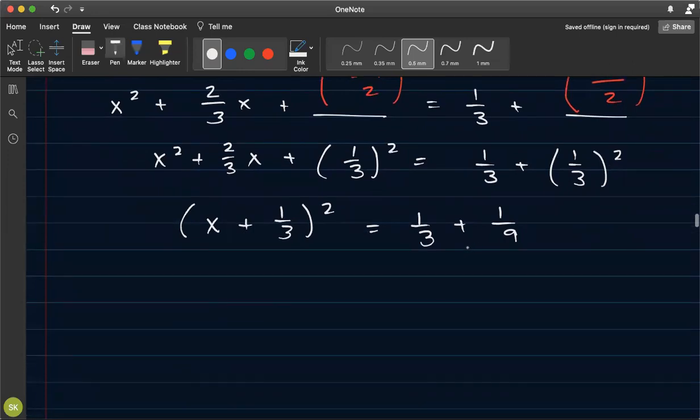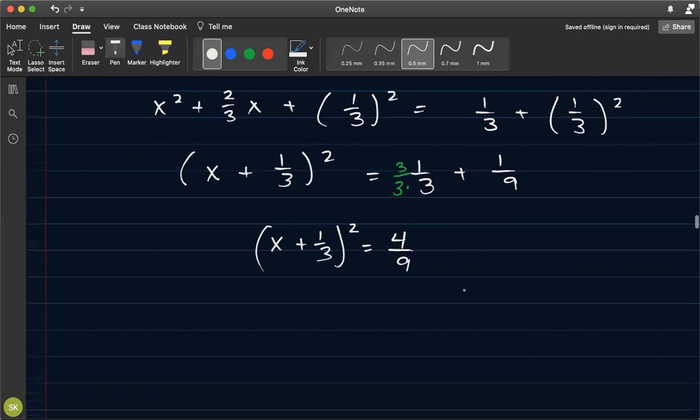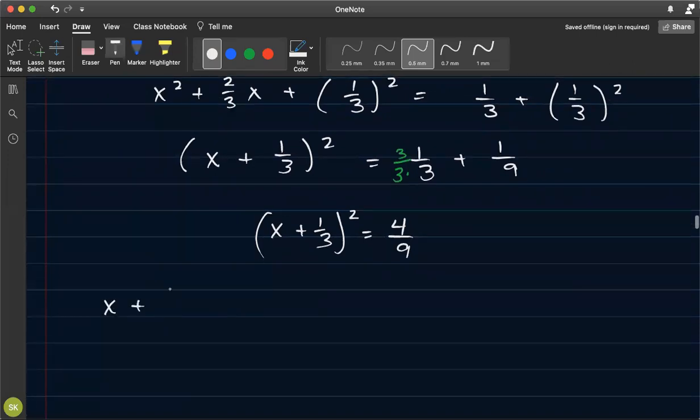Now remember, with fractions, you can't just add fractions unless they have a common denominator. So to get a common denominator, you have to multiply the bottom and the top by 3. So this is the same thing as 3/9. So 3/9 plus 1/9 is 4/9. So we get that x plus 1/3 squared is 4/9. And now we can use the square root method. Take the square root of both sides. Remember to put a plus minus on one of the sides.